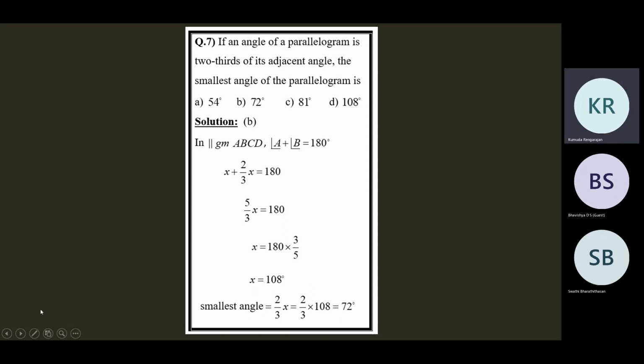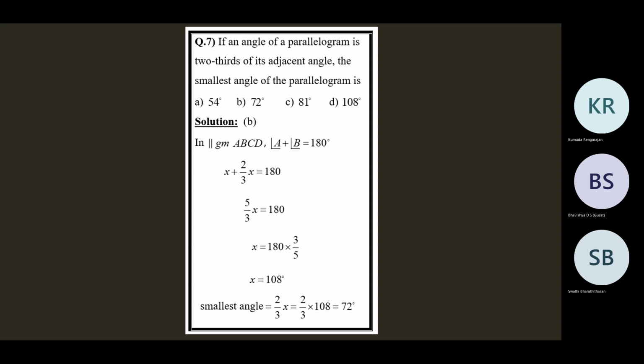They're talking about adjacent angles. So I've taken parallelogram ABCD and A and B are the adjacent angles. A plus B is 180. One angle is x, the other angle is 2/3 of x. So x plus 2 by 3x is 180. On working that, you get x is 108. But what is the smallest angle? 2/3 of x. So 2/3 of 108, which is 72 degrees.